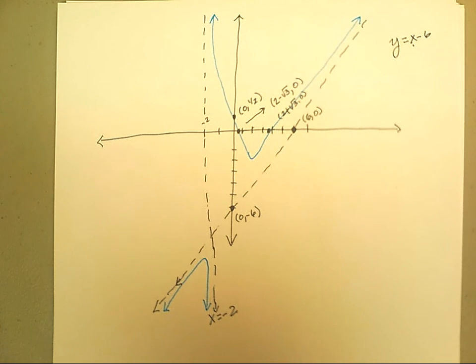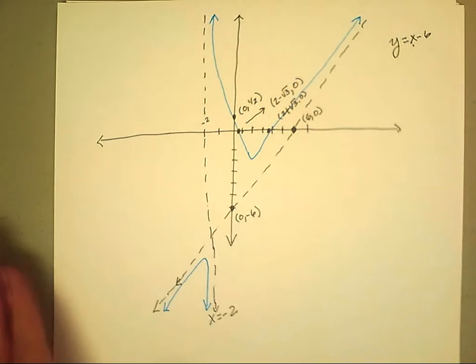I'm just looking to see if we need to do another one. Okay, we graphed strawberries, we graphed with removable and non-removable. I suppose we should do one more. Okay, let's look at this one.